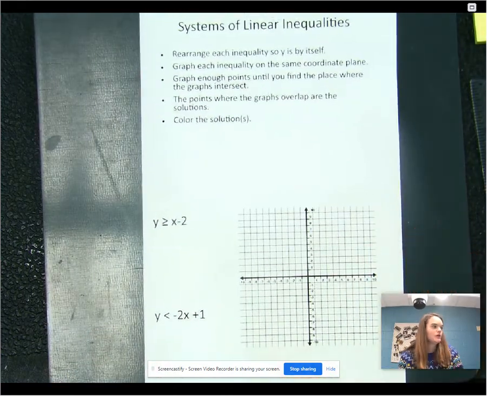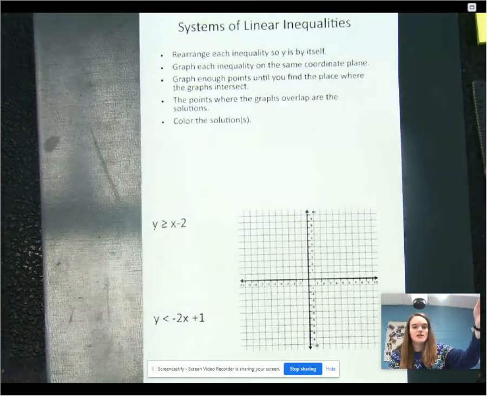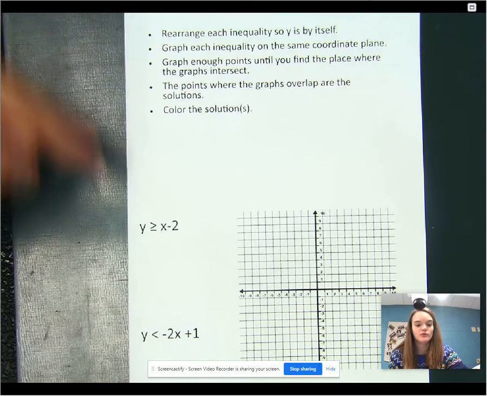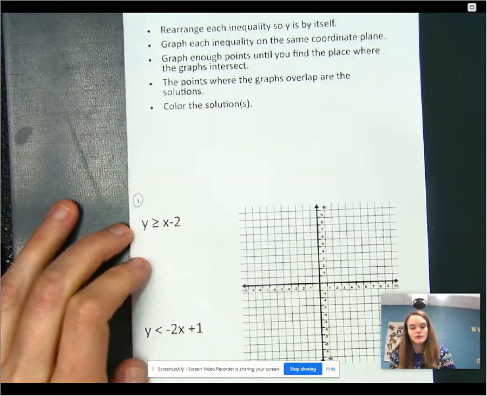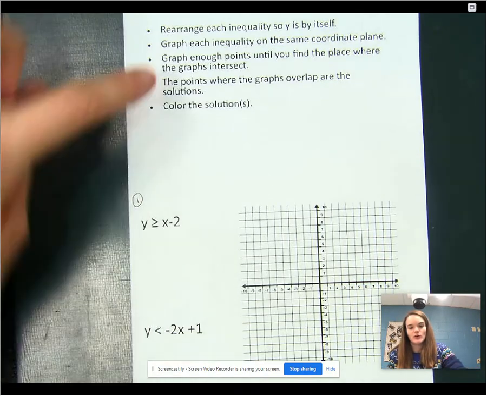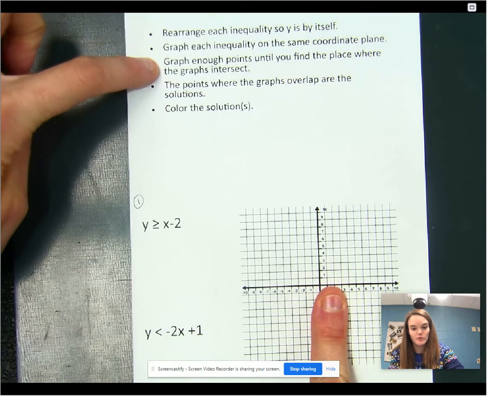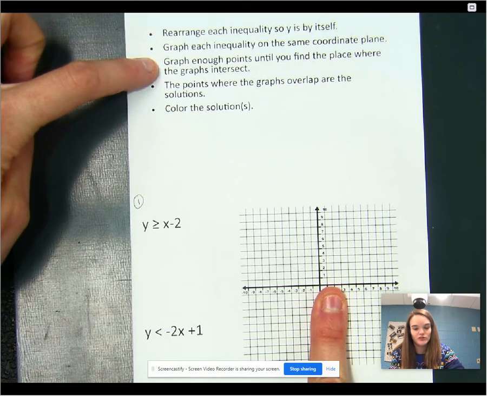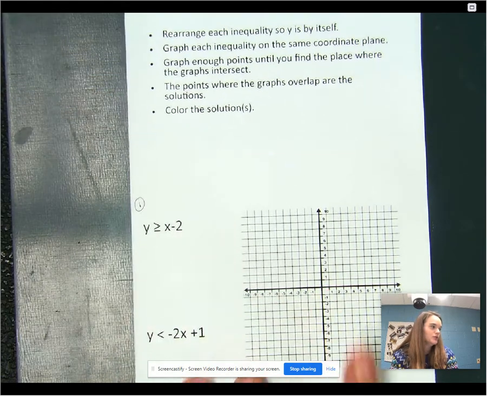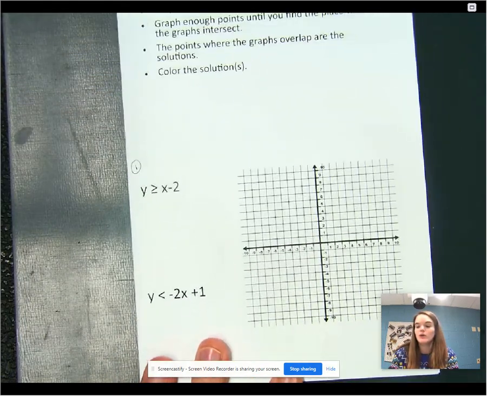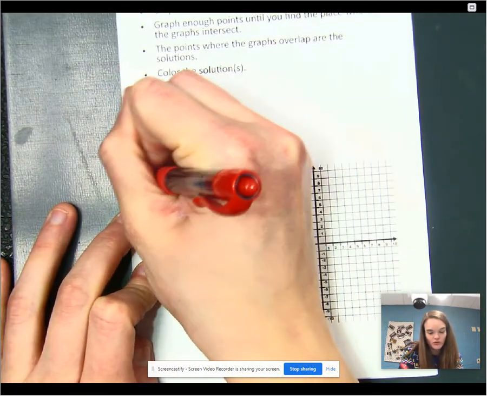a system of linear inequalities is pretty much the same as graphing like we did last week. We first rearrange each inequality, so y is by itself. Thankfully, number 1, it's already by itself. Then we will graph each inequality on the same coordinate plane, graphing points until you find the space where the graphs intersect, the points where the graphs overlap are the solution, and we will color in those solutions. Okay, so number 1, we are going to graph each of these on this graph.